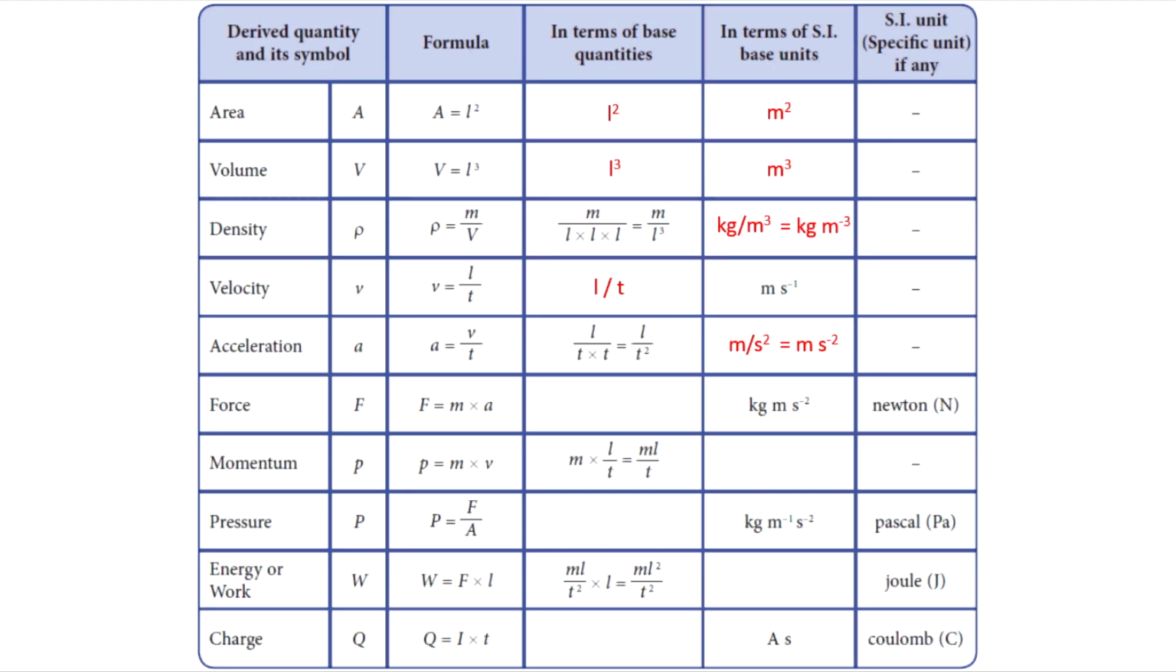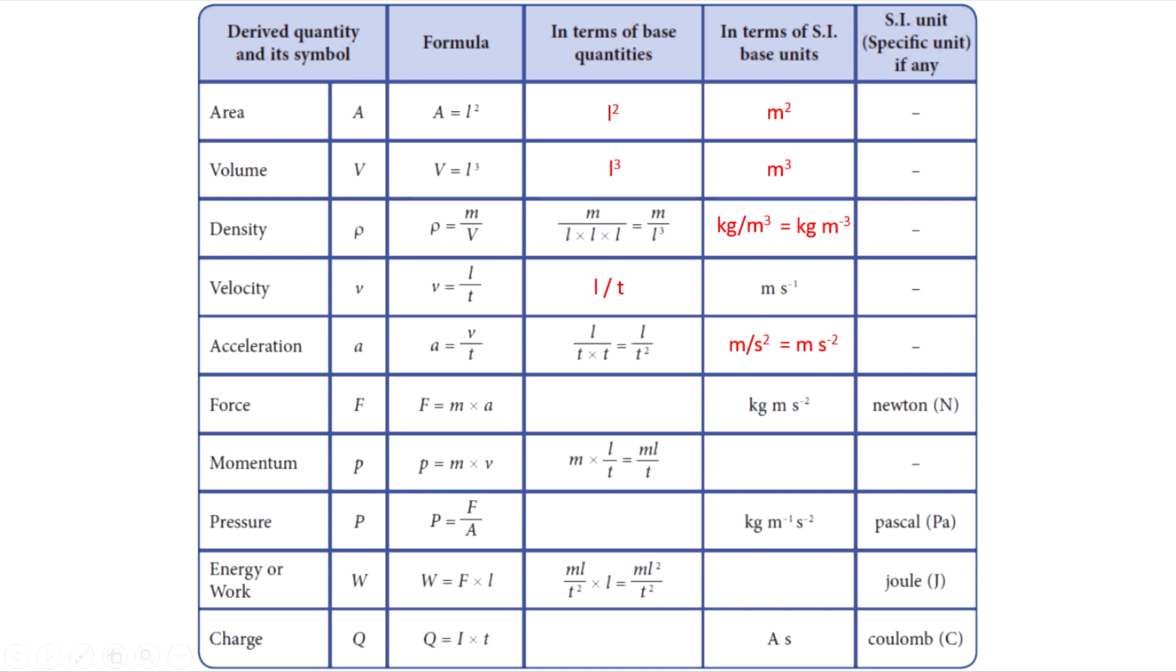So far so good. Alright, so now we move on to more complicated derived quantities. Force, momentum, pressure, energy or work, and then charge. For force, the symbol is capital F, momentum will be small p, pressure is capital P, for work, W, for energy normally we use E, and then quantity of charge, Q. So these are the formulas that you need to memorize.